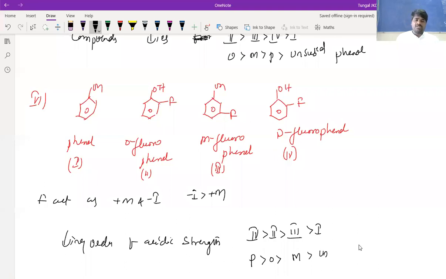What is the reason? This is due to hydrogen bonding, due to H bonding. What is the reason here? Due to H bonding. This is one reason. So this is about the acidic character of phenols, beta.